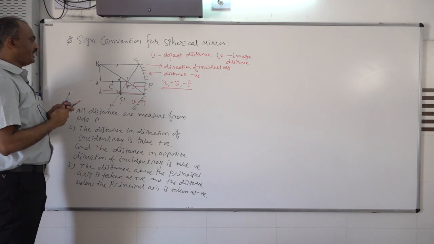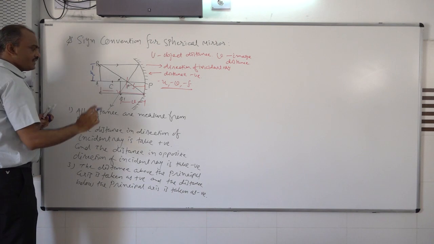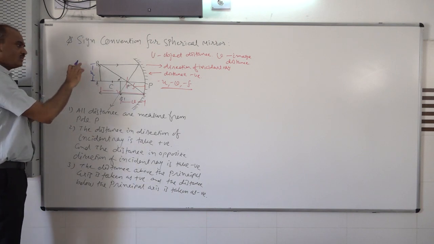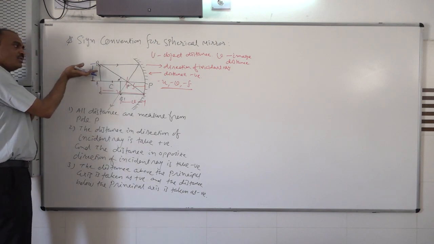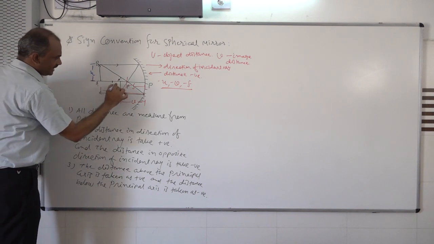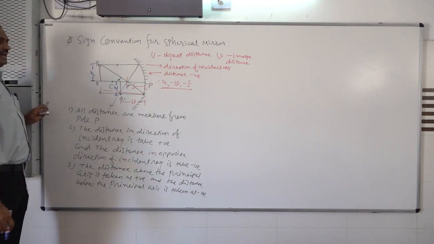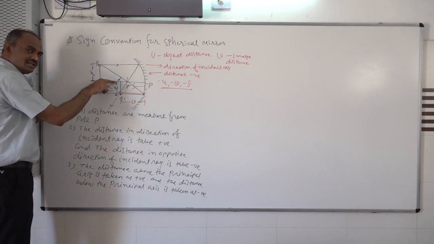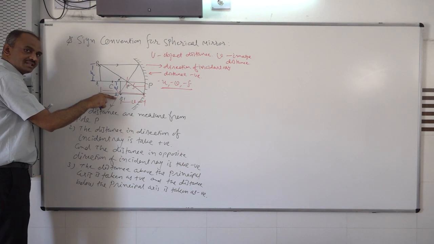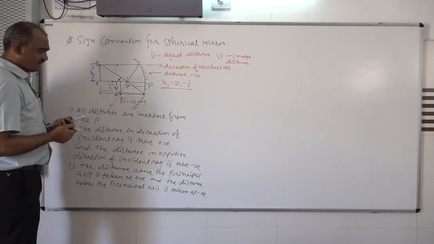So here, for example, this is the object. We say this object's height is h. This h is measured above the principal axis, so we take h as a positive value. And here we get this image. The image height is h dash. This h dash is measured below the principal axis, so we get a negative sign. So what is the rule?